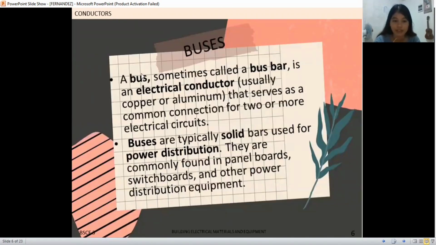Next is busbars. A busbar is an electrical conductor, usually copper or aluminum, that serves as a common connection for two or more electrical circuits. So busbars serve as the connection that connects two or more electrical circuits so that they can function. Busbars are typically solid bars used for power distribution. They are commonly found in panel boards, switchboards, and other power distribution equipment.